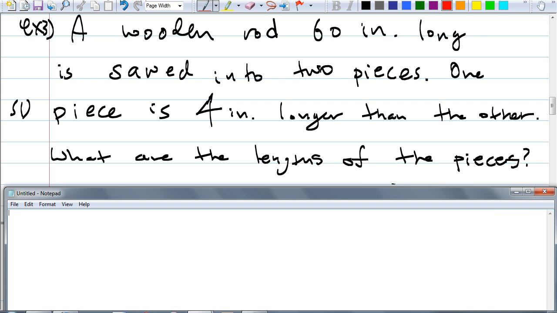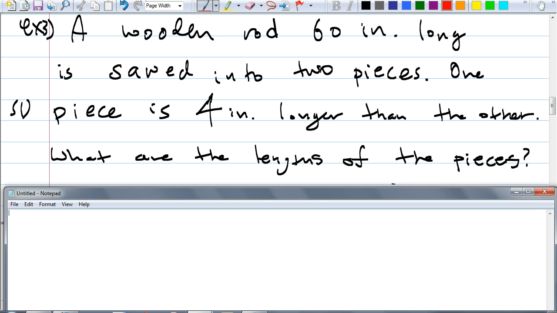As you read the problem, how many unknowns do you see? Show me with your fingers. How many unknowns do you see? Okay, this time a lot of you, do you all see 2? How many people are not so sure? Okay, there are 2 unknowns.